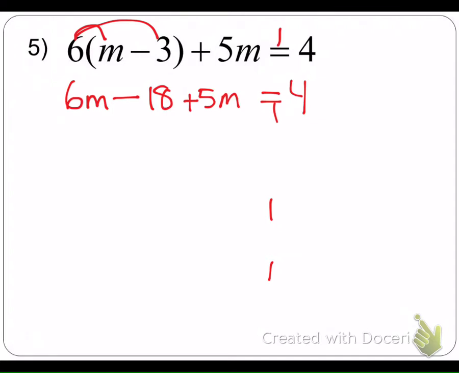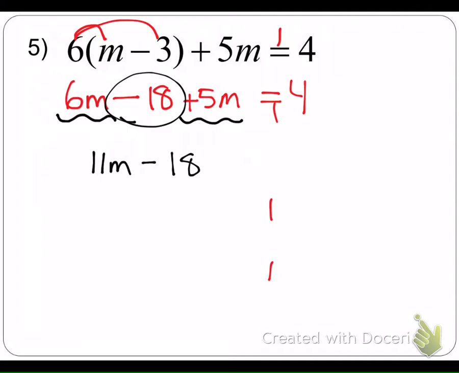All right, now I have 2 spots where I see m's. Are they on the same side of the equal sign or different sides of the equal sign? They're on the same side of the equal sign. When they're on the same side of the equal sign, what do we do? You just add them. Do whatever it's telling you to do. If there's a minus sign between them, subtract them. If there's a plus sign between them, add them. Here there's a plus sign, I'm going to add them. The minus stays with the 18. So 11m minus 18 equals 4.